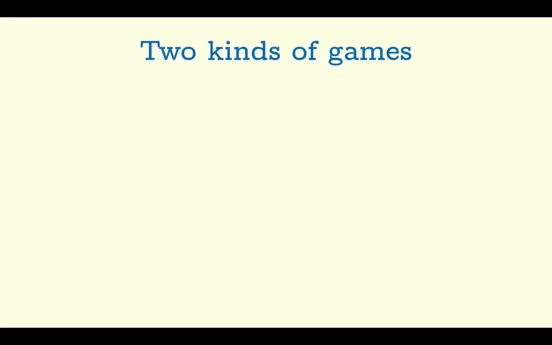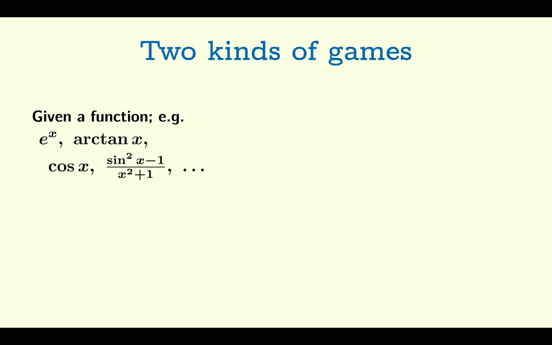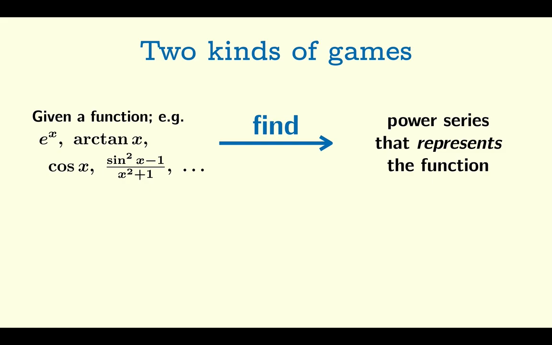And that leads us to two kinds of games we're going to be playing in the future. So here's one kind of game. You start with one of your favorite functions. So, you take the exponential, arctangent, cosine, some complicated function derived from all the functions you see in pre-calculus. And given one of these functions, you could say, look, let's find a power series that represents the values of those functions. That's one kind of game you could play.